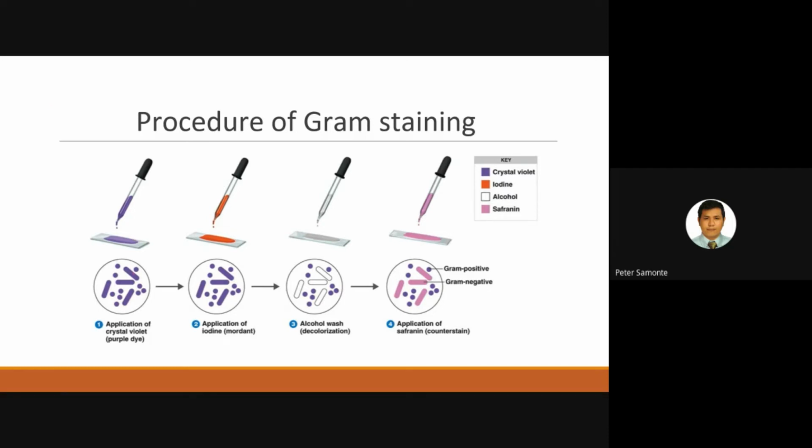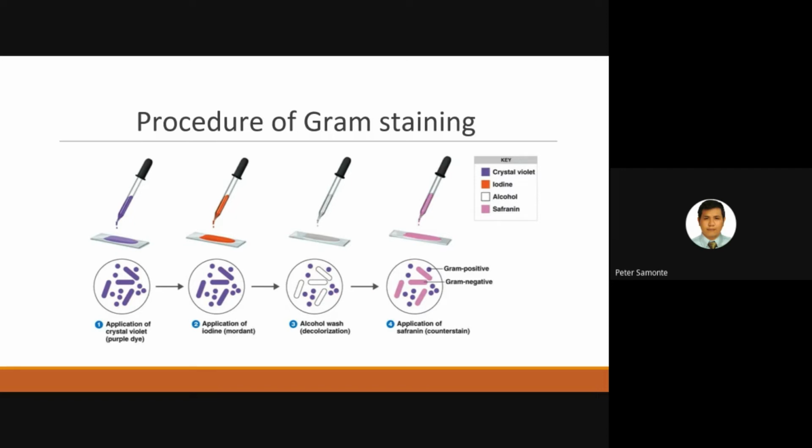So nakita niyo dito, class, in the first step in your primary stain, all organisms, whether gram positive or gram negative, would absorb the primary stain. Same with mordant. So they would absorb the mordant. Now, for those who are gram negative, they would absorb the decolorizing agent, making them clear. But for the gram positive, the decolorizing agent is not able to penetrate the cell wall, thus retaining the primary dye.